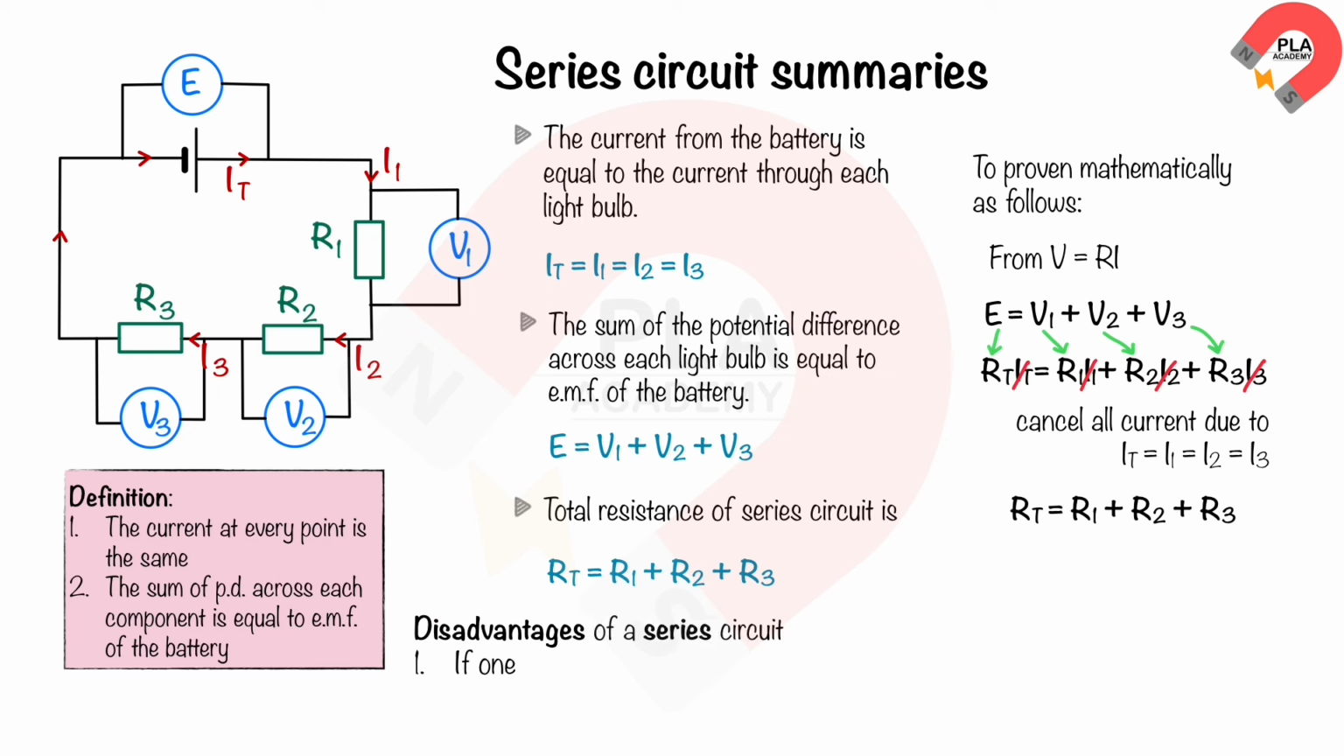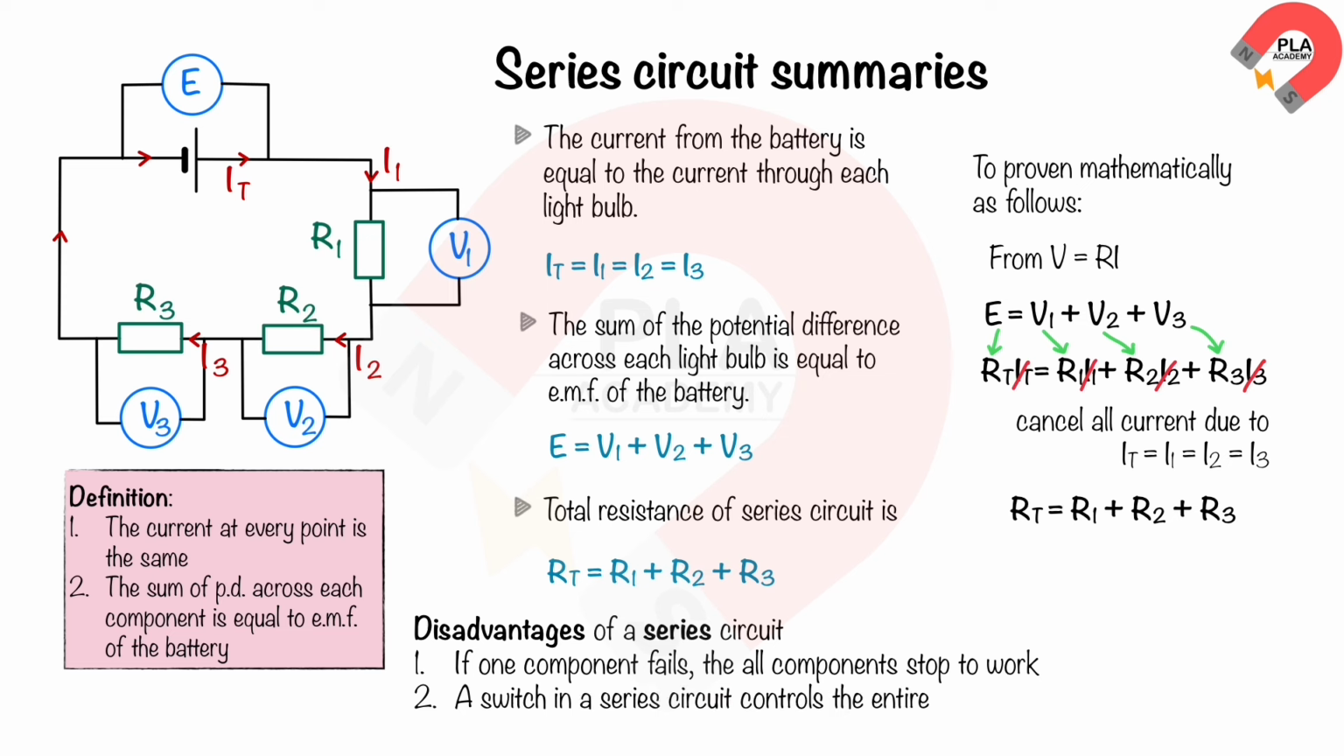The disadvantage of a series circuit: if one component fails, then all components stop working. A switch in a series circuit controls the entire circuit, not individual components.